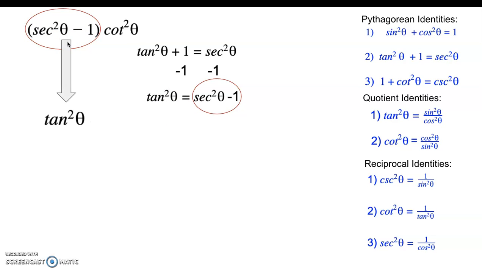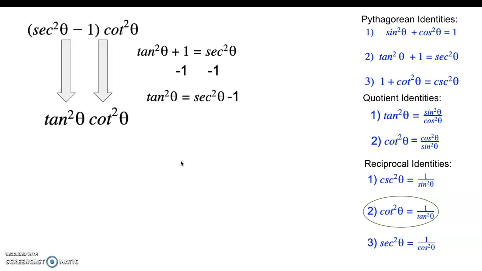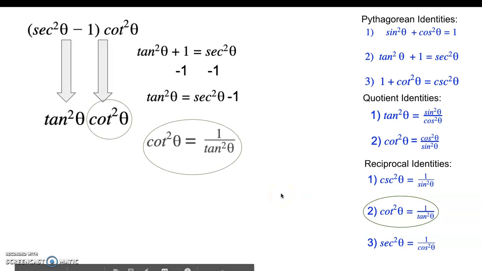Now we can bring down the cotangent squared theta, and let's try to simplify that. To simplify cotangent squared theta, we can look under our reciprocal identities, and we see that cotangent squared theta is equivalent to 1 divided by tan squared theta. I could have also looked under quotient identities, because cotangent squared theta is also equivalent to cos squared theta divided by sine squared theta. But if I were to use this, I would have to further simplify tan squared theta, and using this reciprocal identity would make things much faster.